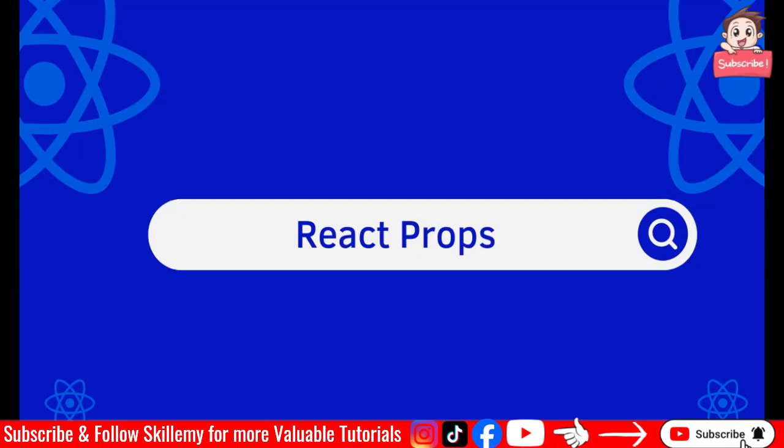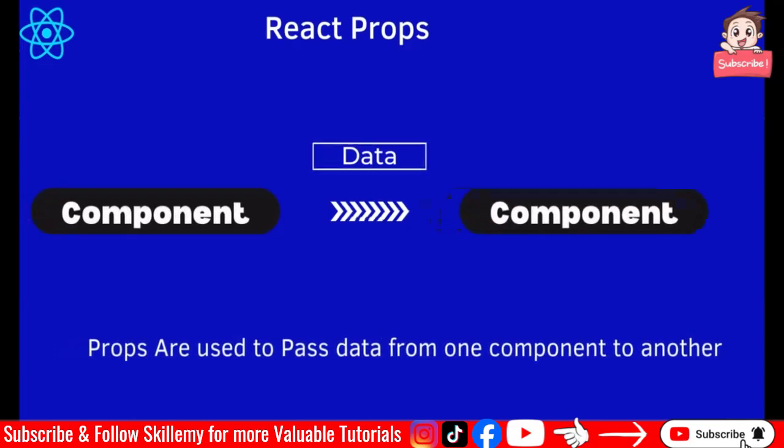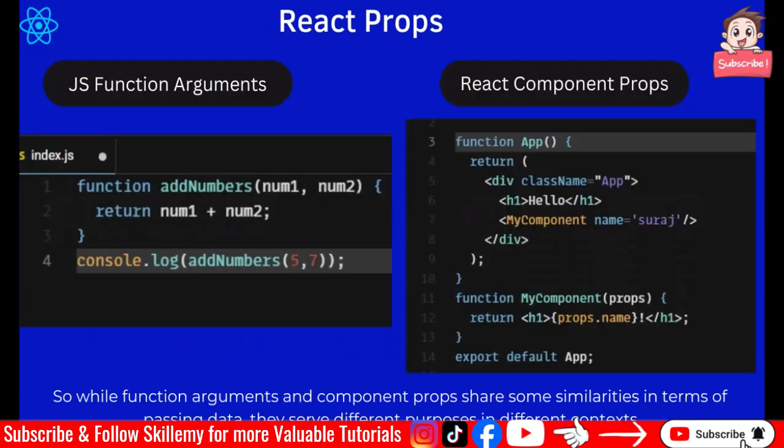So alright, hello and welcome back to this React props tutorial. In this tutorial we will cover everything you need to know about the props in React. So first let's define what the props are. The props stands for properties in React. So these props are used to pass data from one component to another component. So these props are read only, which means that the data passed down cannot be modified by the receiving component.